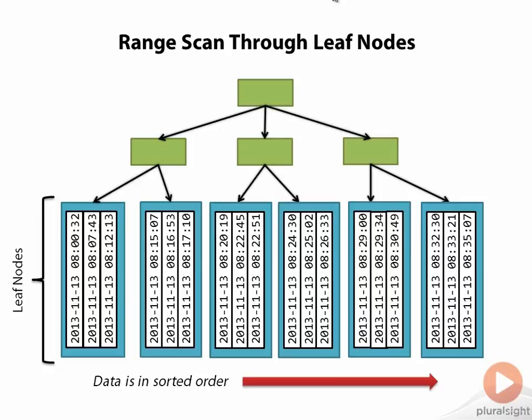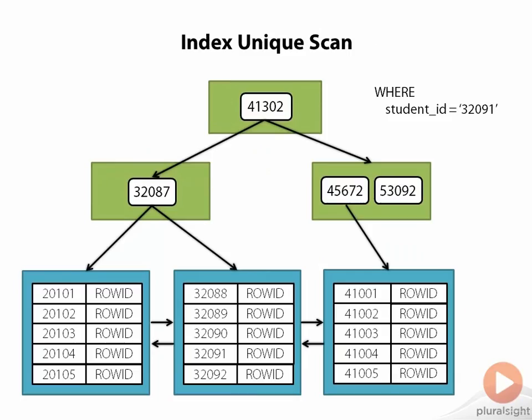If you have a unique index on your table and you specify the value that you need in your where clause, Oracle will perform an index unique scan. Once again, Oracle will traverse the B-tree structure of the index, but in this case, Oracle knows because the index is unique, it is only looking for a single index key and therefore a single row ID. Once Oracle locates this information, it can go ahead and perform a table access by row ID.